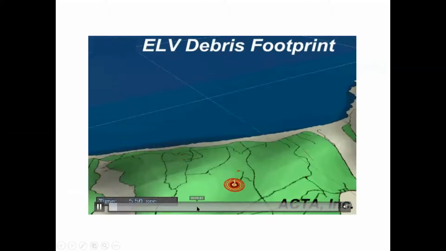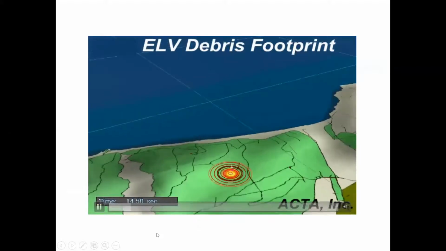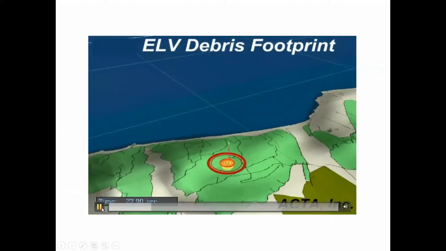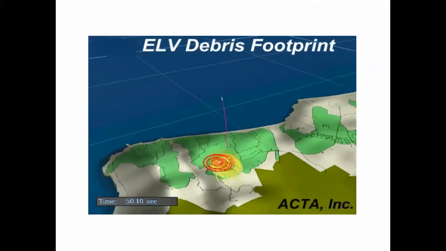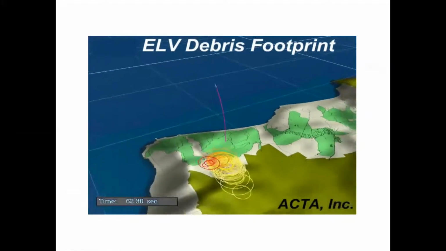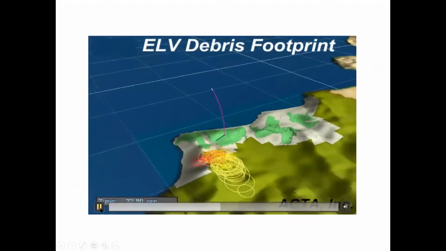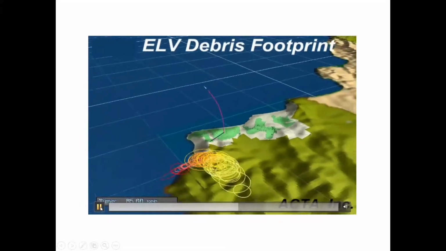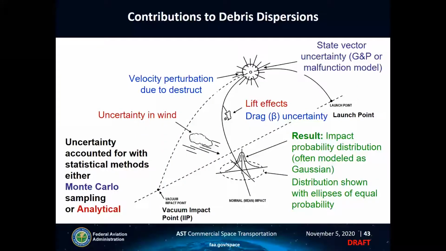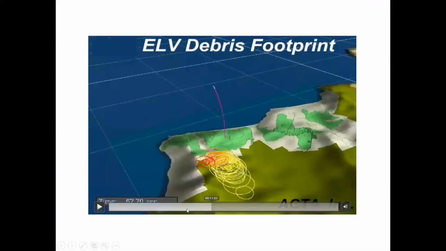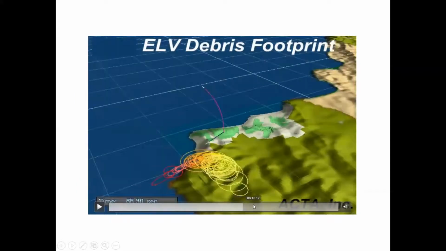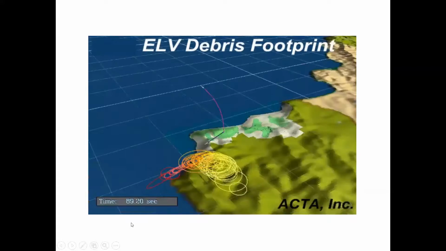So the footprint's evolving, hopefully looking similar to the debris center line illustration that we had on the previous slide. What you see is these yellow ellipses are depicting debris with lower ballistic coefficients. It doesn't have to be exactly 90 seconds. You can stop at 80 seconds, that's fine. Okay. All right, thank you.